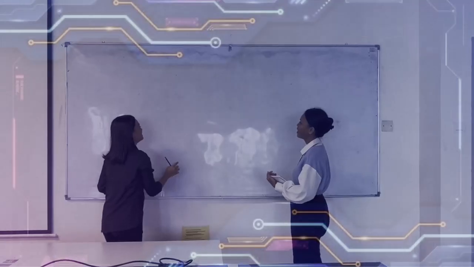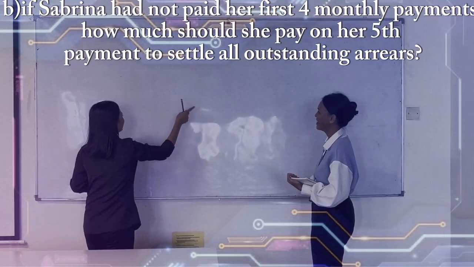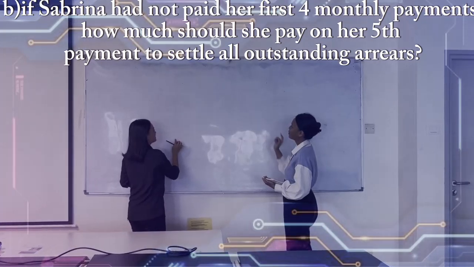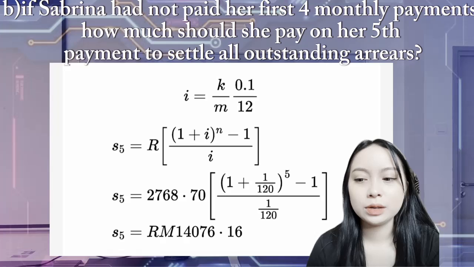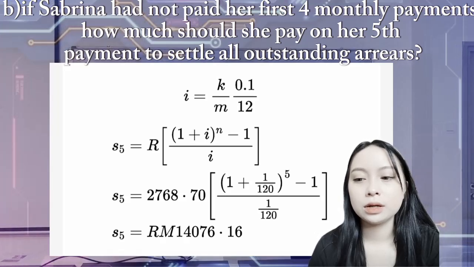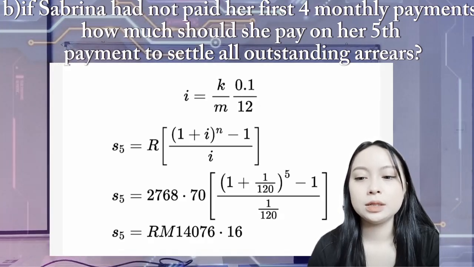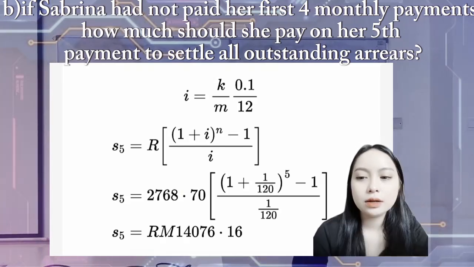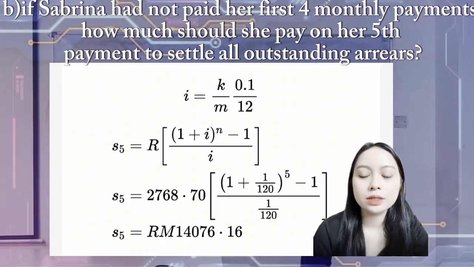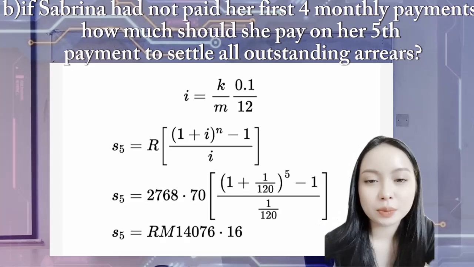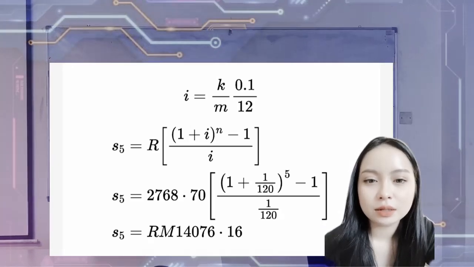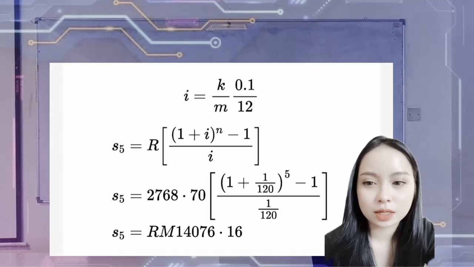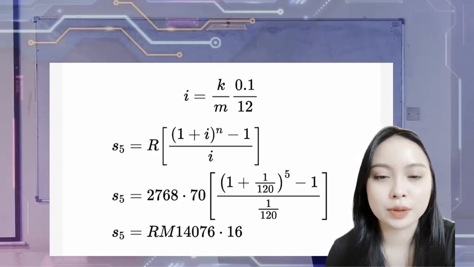So Sabrina's monthly payment is 2,768.70 ringgit. B. If Sabrina had not paid her first 4 monthly payments, how much should she pay on her 5th payment to settle all outstanding arrears? So we are going to use the formula S equals R times open bracket 1 plus i to the power of n minus 1 close bracket divided by i. S5 equals 2,768.70 times open bracket 1 plus 1 over 120 close bracket to the power of 5 minus 1 divided by 1 over 120, and the answer is 14,076.16.